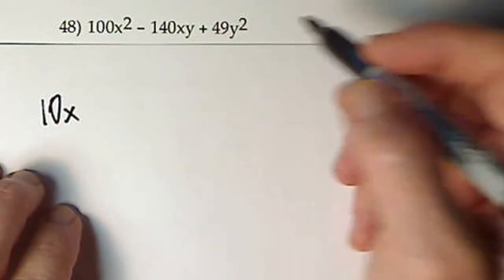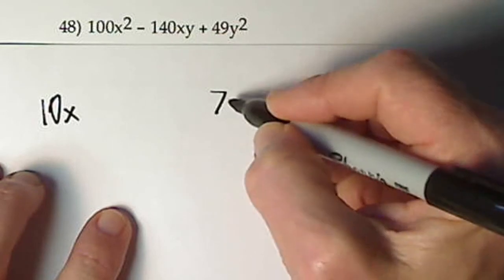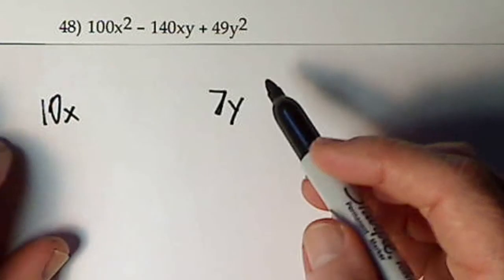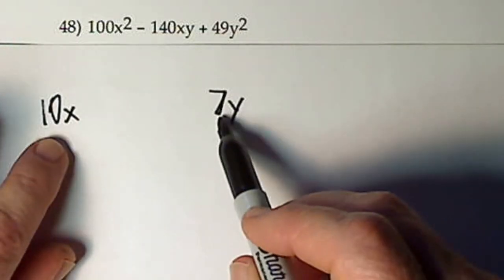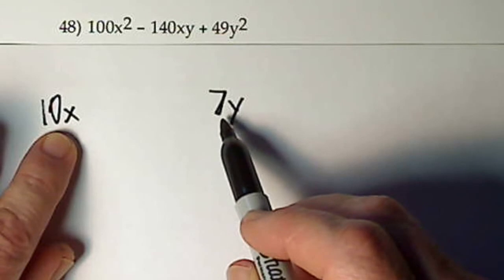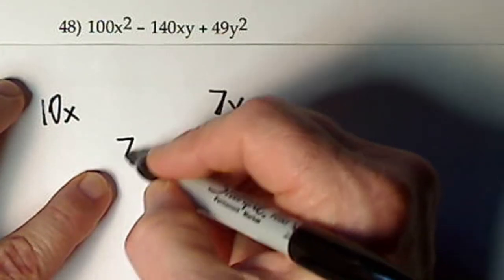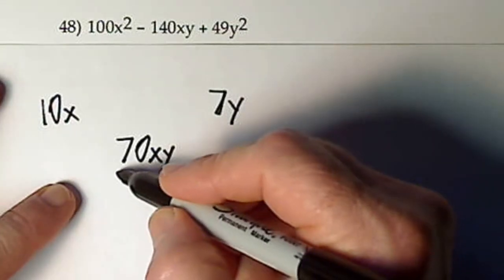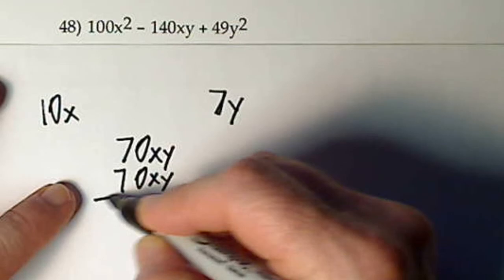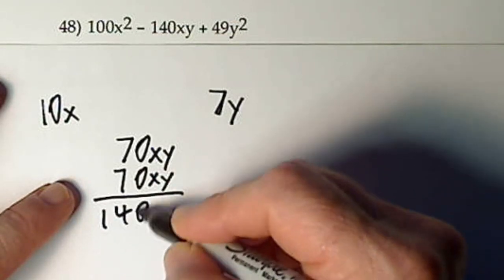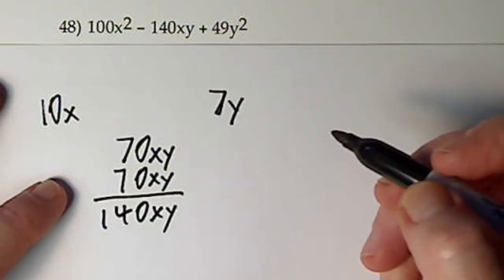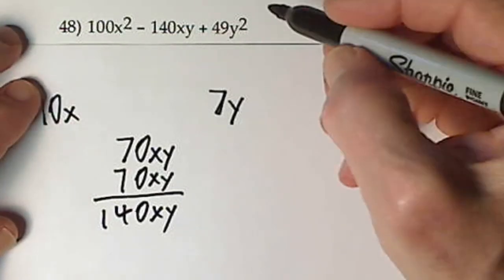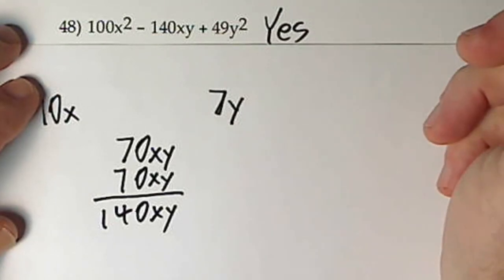Okay, and what's the square root of 49y squared? It would be 7y. Okay, so if I multiply 10x times 7y, I'll get 70xy. And if I add it to itself, I'll get 140xy. So this is a perfect square trinomial. So the answer would be yes.